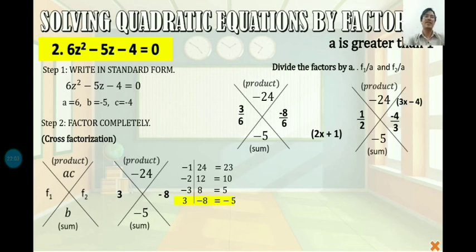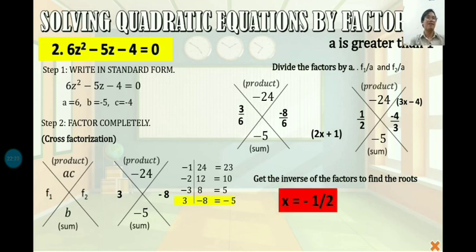But what I said earlier, we can also use the inverse of the factors. For that, get the inverse of the factors to find the roots. So since the first factor is 1 half, x is negative 1 half. And for the second, since negative 4 over 3, x is 4 over 3. So the correct roots now are negative 1 over 2 and 4 over 3.